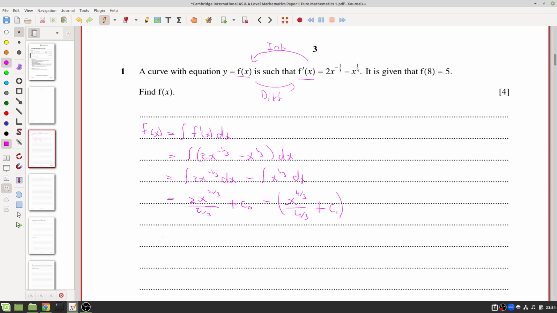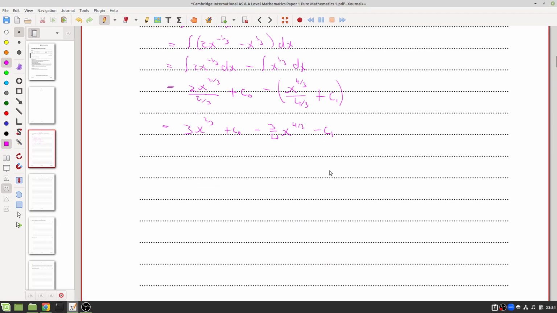Now let's simplify this a little bit. 2 divided by 2/3 is the same as 2 times 3, which is 6, divided by 2 is 3. So 3x to the power 2 over 3 plus some constant. Then let's do the same here. Dividing by 4 over 3 is the same as multiplying by 3 over 4. So it's going to be minus 3 over 4 x to the power 4 over 3 minus our constant c1. If we collect these two like terms, that's just going to be some new constant, let's call it k. So far we have 3x to the power 2/3 minus 3/4 of x to the power 4/3, plus some constant k.